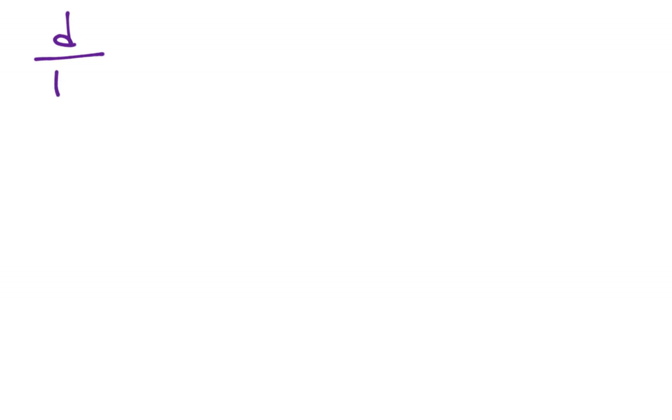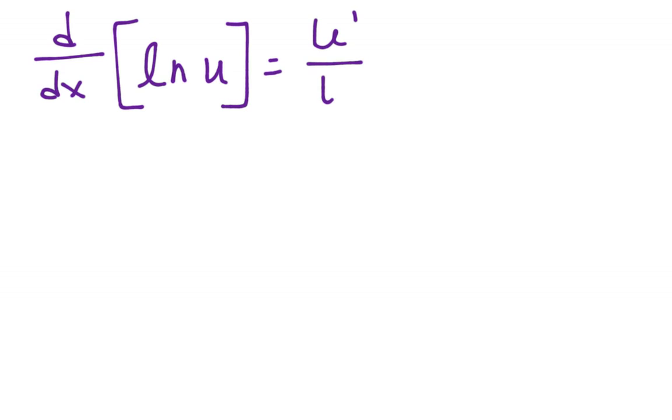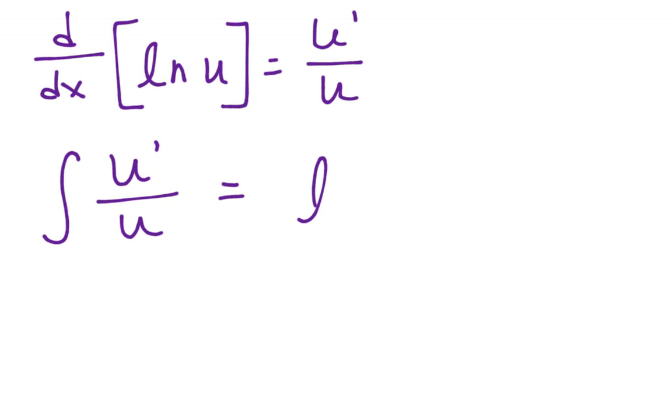Let's recall the derivative of the natural log of u is equal to u prime over u. So you might imagine going the other direction, the integral of u prime over u is equal to ln u. However, we have to keep in mind that when we talk about the natural log, that value has to be positive, plus c. Yeah, it's pretty much as easy as that.